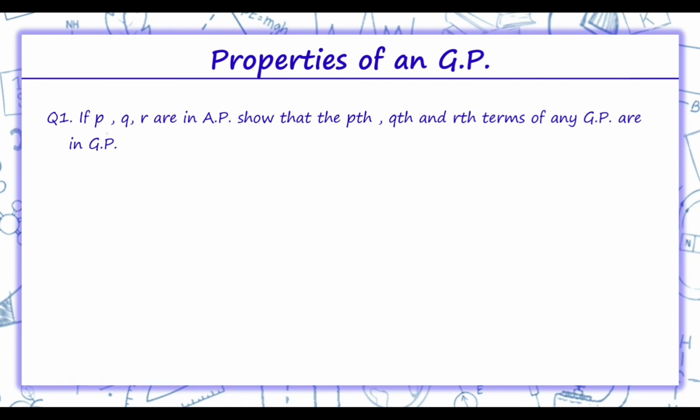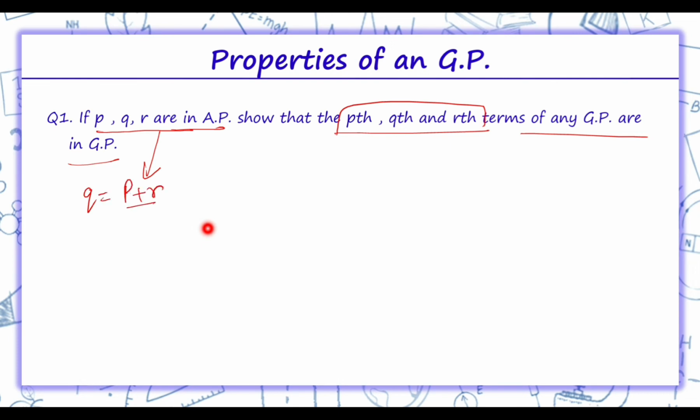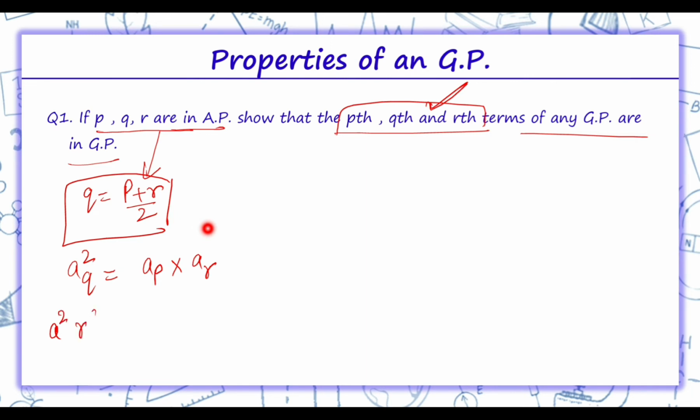The question is: if P, Q, R are in AP, then we have to prove that the Pth, Qth, Rth terms are in GP. If P, Q, R are in AP, we can write Q as (P plus R) by 2. Now we have to prove this is in GP, so AQ square is AP into AR. AQ can be written as A r to the power Q minus 1, so AQ square is A square r to the power Q minus 1, squared. AP can be written as A into r to the power P minus 1 and AR can be written as A into r to the power R minus 1. So, A square cancelled.